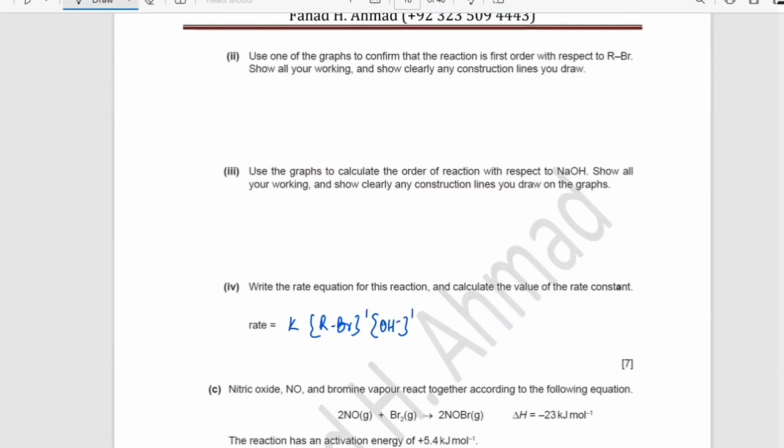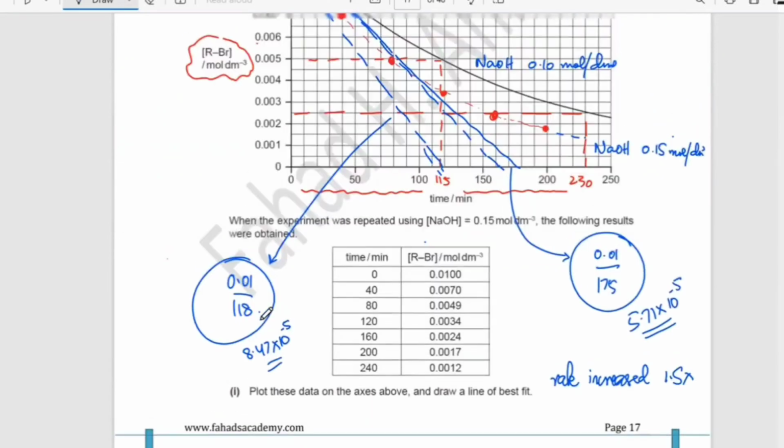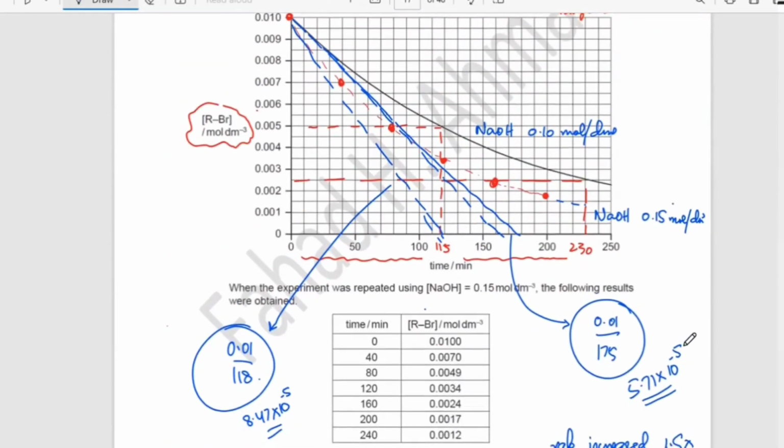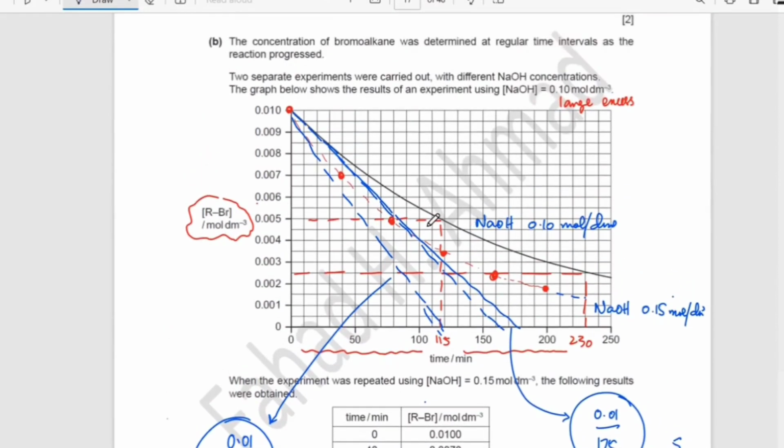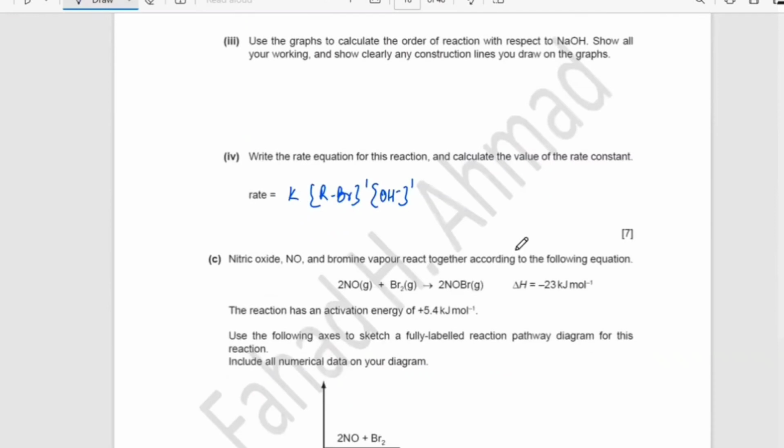So what you can do is you can plug in the data for one experiment and find the value of K. क्योंकि rate तो आपने निकाल लिया ना, you just calculated rate, right? So for example, your rate was coming out to be 5.751 into 10 to the minus 5, right? तो इस वाले ग्राफ का जो initial, right? So RBR concentration initially is what? 0.01. NaOH concentration is 0.10. तो इन दोनों को जो initial concentrations है and the initial rate you calculate, plug it in and you will find the value of K. तो K निकल आएगा, ठीक है?